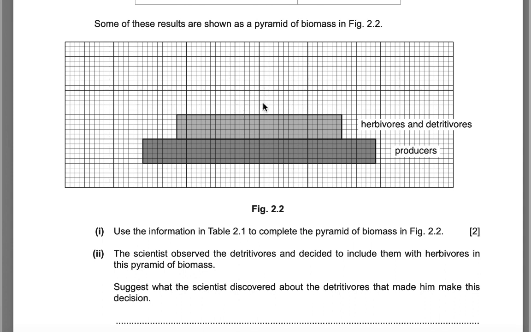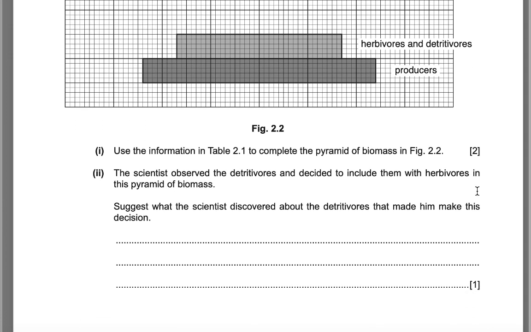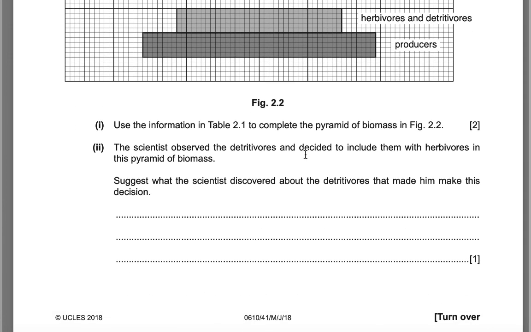just something here like this. Okay, we just draw a block here that will represent 40, which is the carnivores. Okay, so that's that for this question. We get our 2 marks. Okay, now we move on to: the scientists observed the detritivores and decided to include them with the herbivores in this pyramid of biomass?